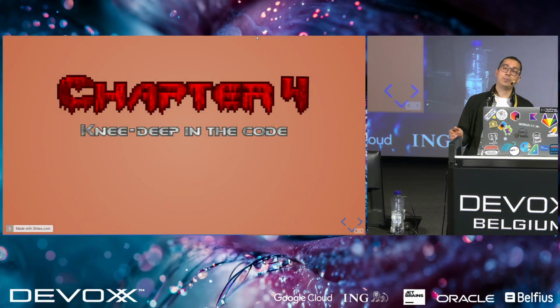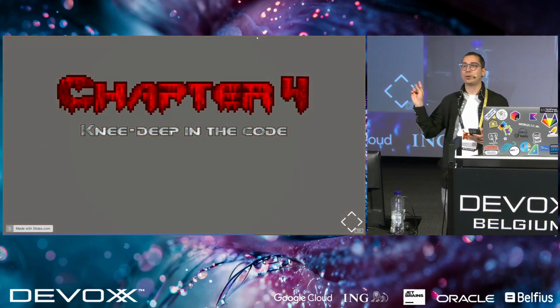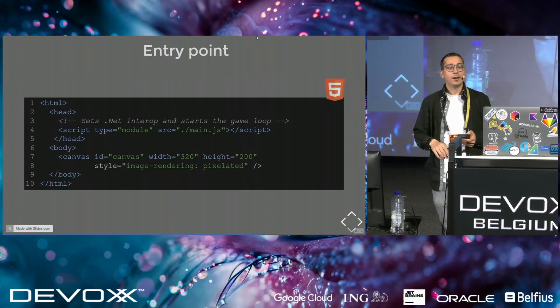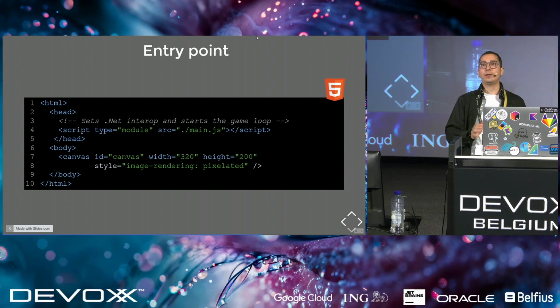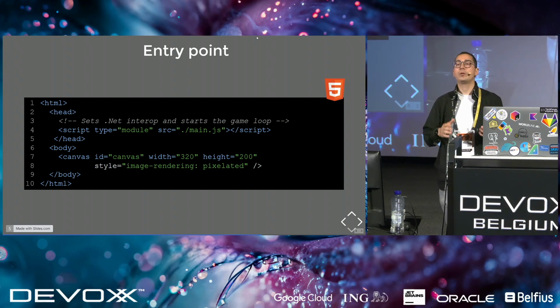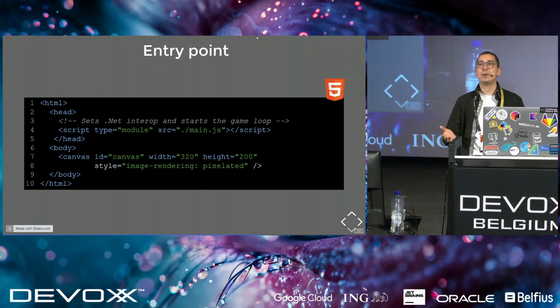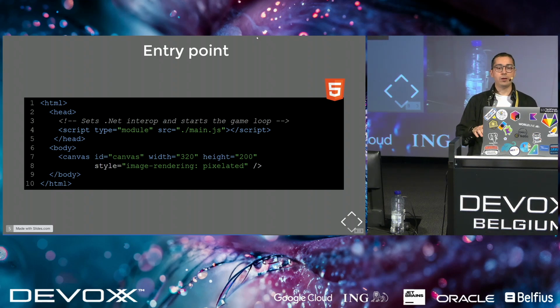So let's dive deeper into the code. That's why the screen will become black, of course. So this is the entry point of the game. Because it's a web app, the entry point is an HTML file. So you see the JavaScript file.